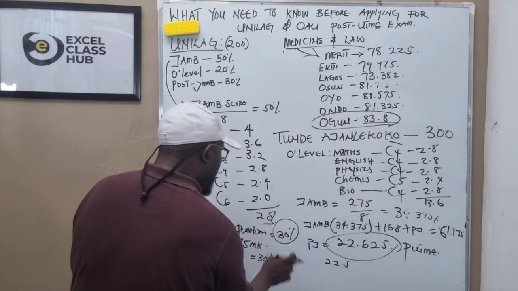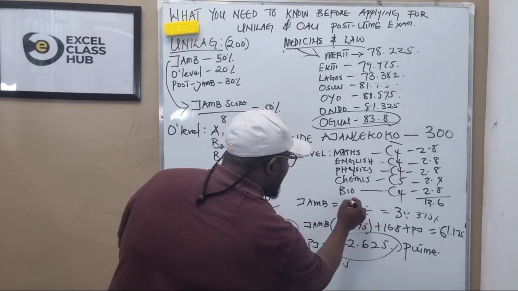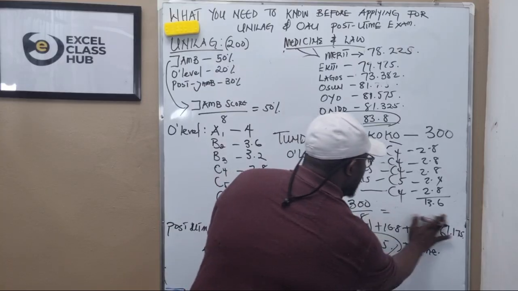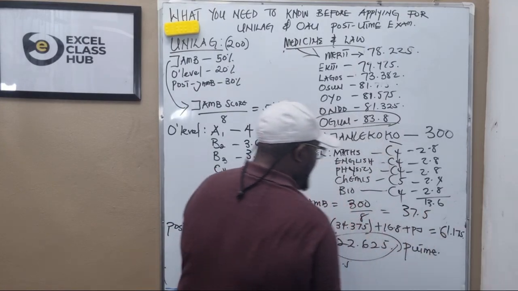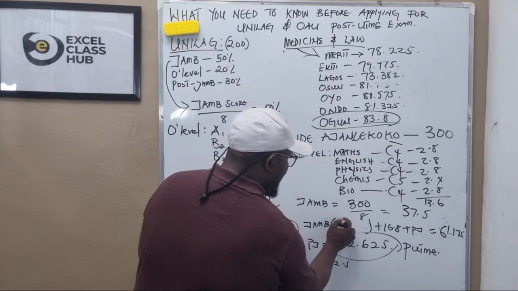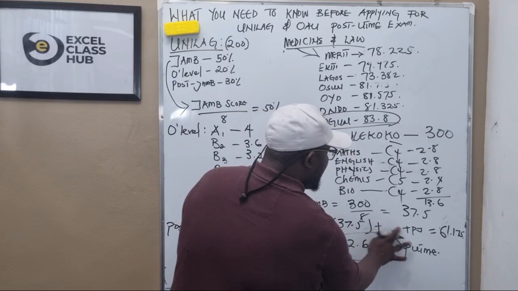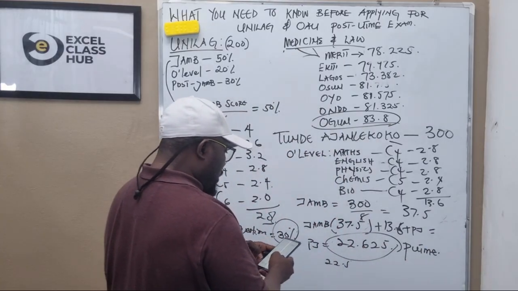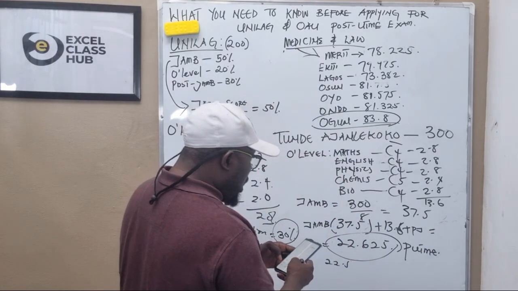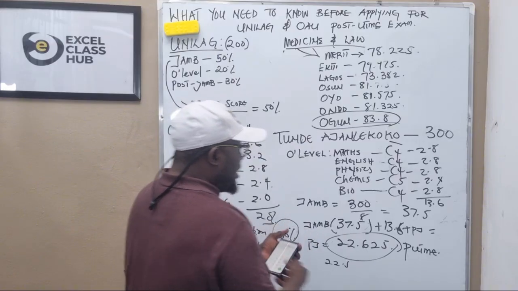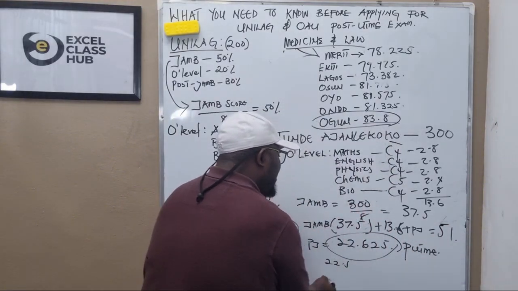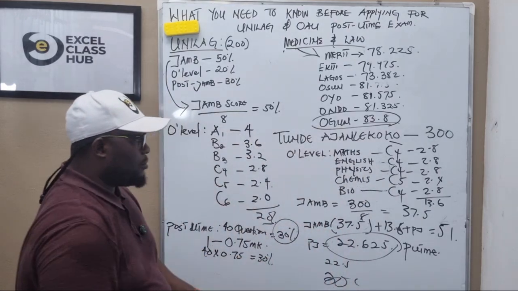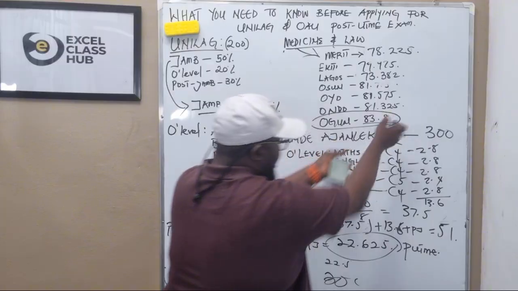Your JAMB score will be what? 300 divided by 8, that's 37.5. So your JAMB score is 37.5. Your O level is 13.6. What will be the total? 37.5 plus 13.6. That is still 51 points. So you still need more than 30 points to meet up 83.8.